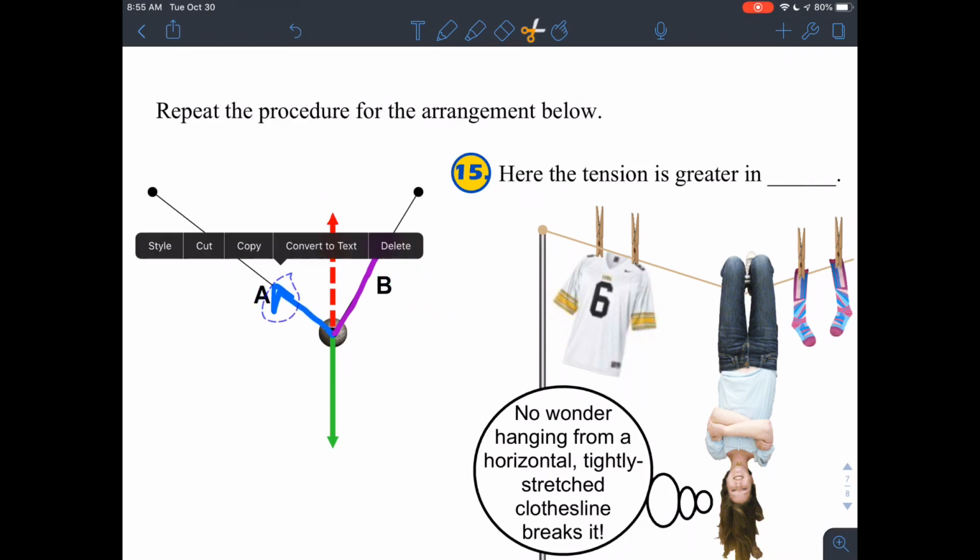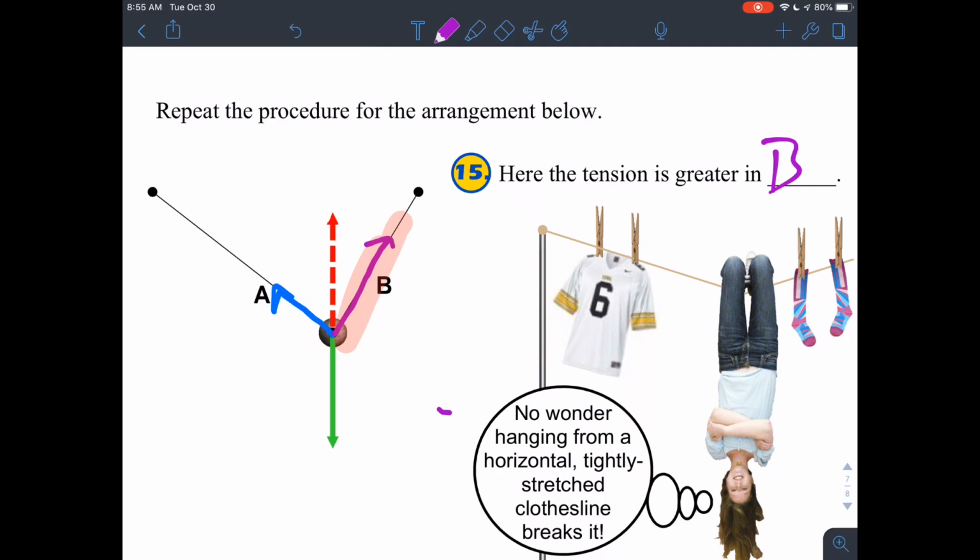Right, you can clearly see that vector B here is much longer than A, so the tension is greater in vector B. And again, why is that? It's the exact same reason as the previous example. B vector is much longer than the A vector, so its magnitude is greater that we see here. And the reason for that in real life is, of course, that B is supporting more of the weight of that rock. It is pulling upwards, it's pulling more vertically.